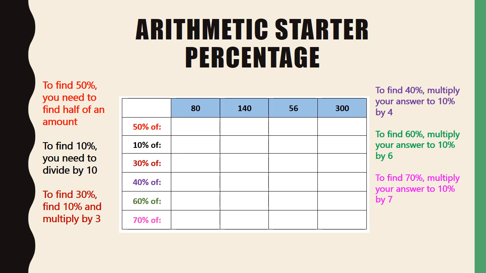So just as we did yesterday, the numbers that you're finding a percentage of match the advice given on the outside. First of all, you need to find 50% of 80, which is the same as half of 80. And then the same for 140, 56, and 300. To find 10% of 80, you need to divide that by 10. To find 30%, you use what you know about dividing by 10 to find 10%. Once you've got that 10%, to get from 10 to 30, we have to multiply it by 3. So I'll stop talking, and I'd like you to pause the video here and set your 10-minute timer.